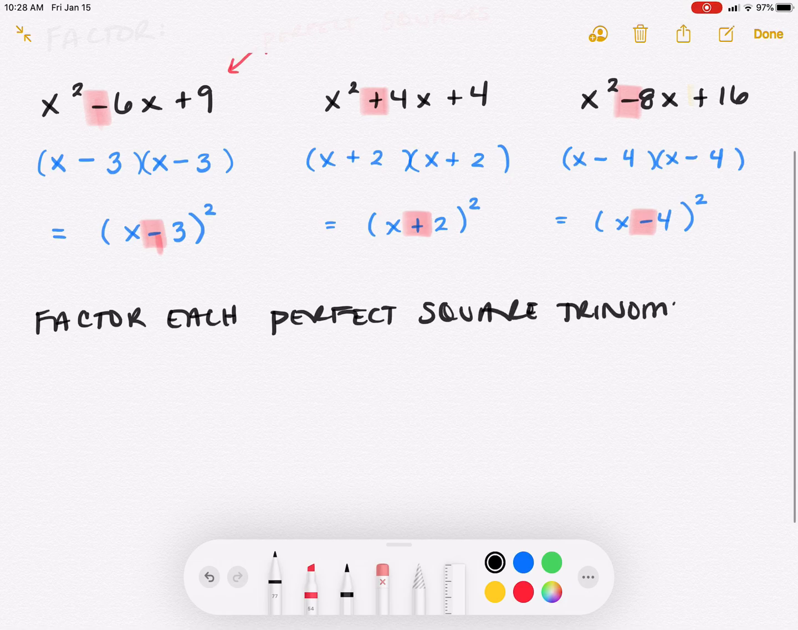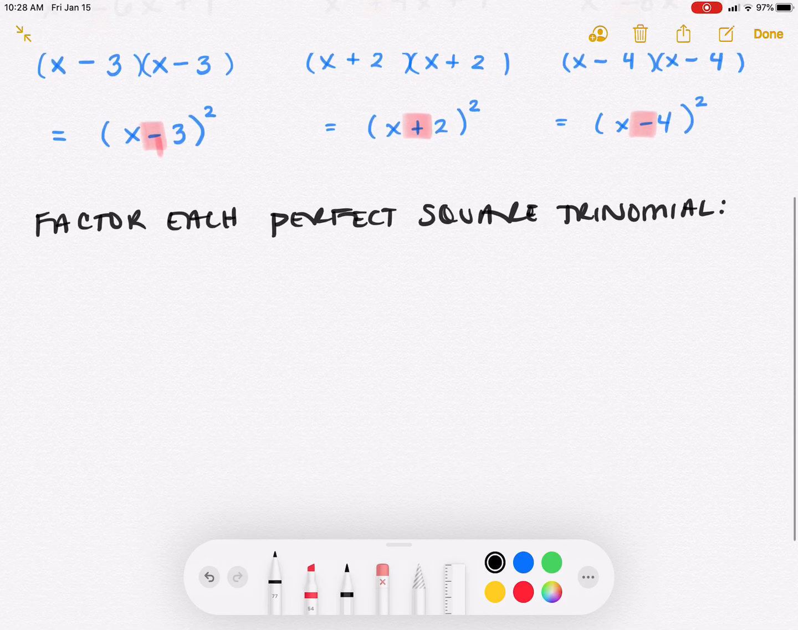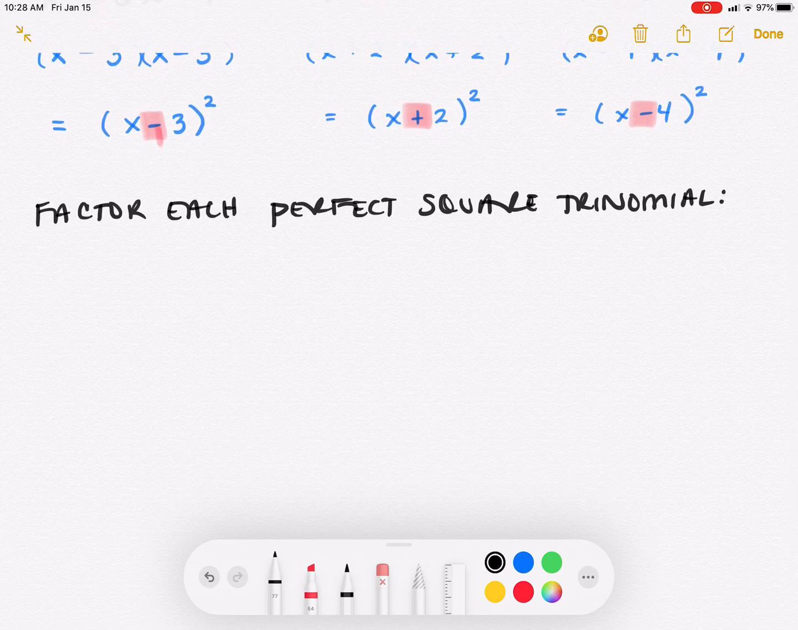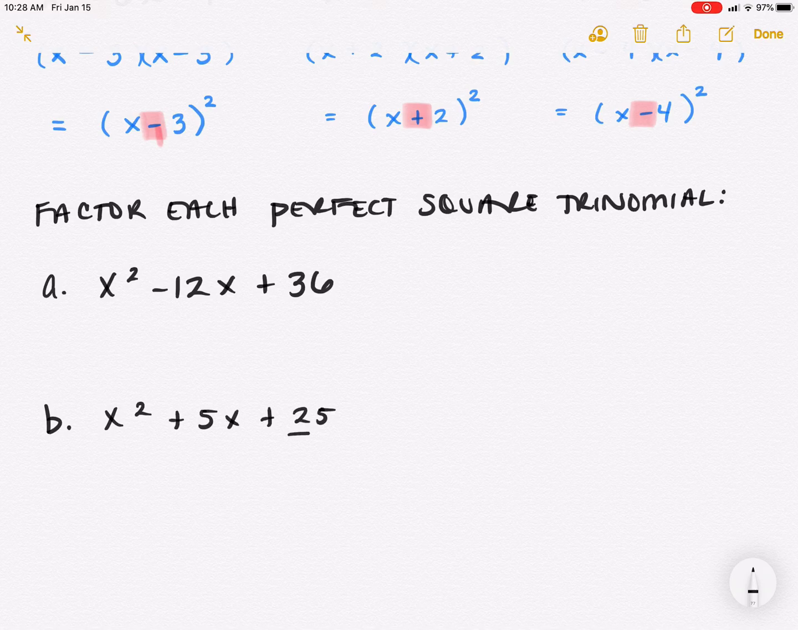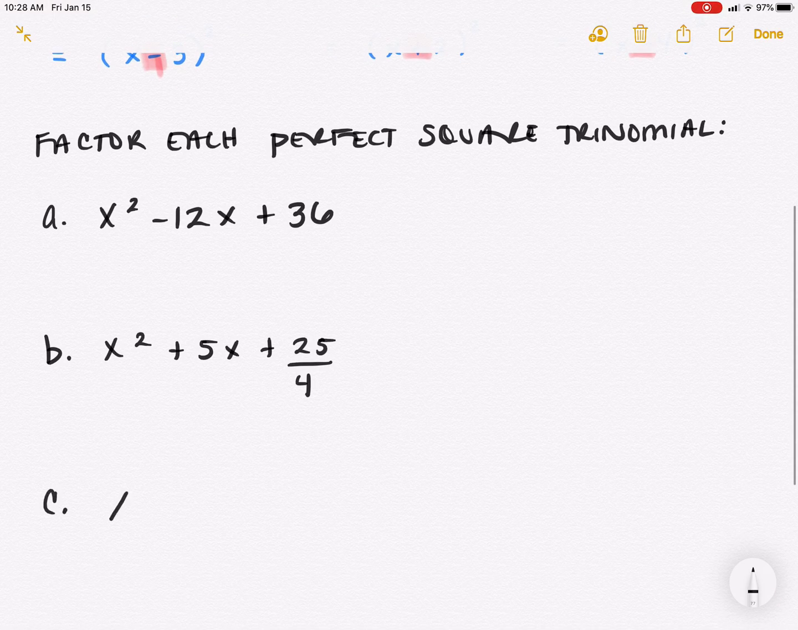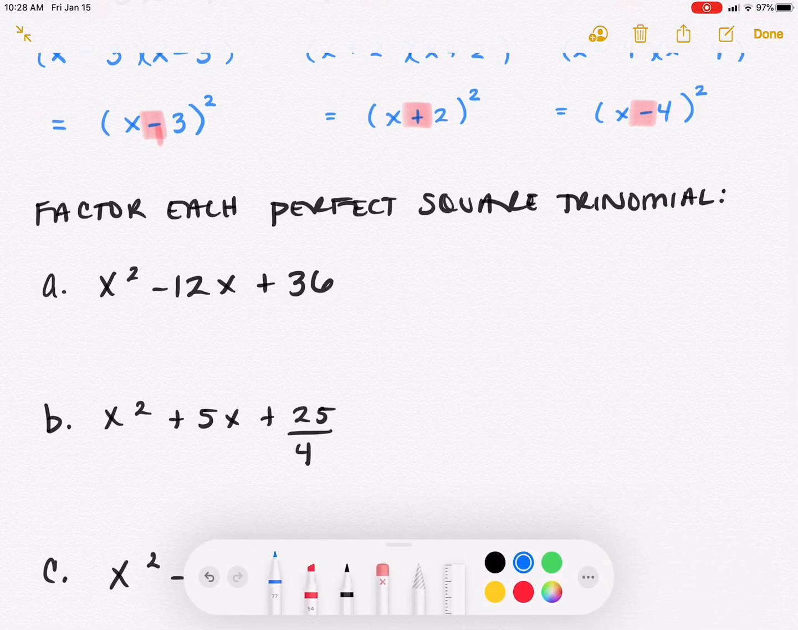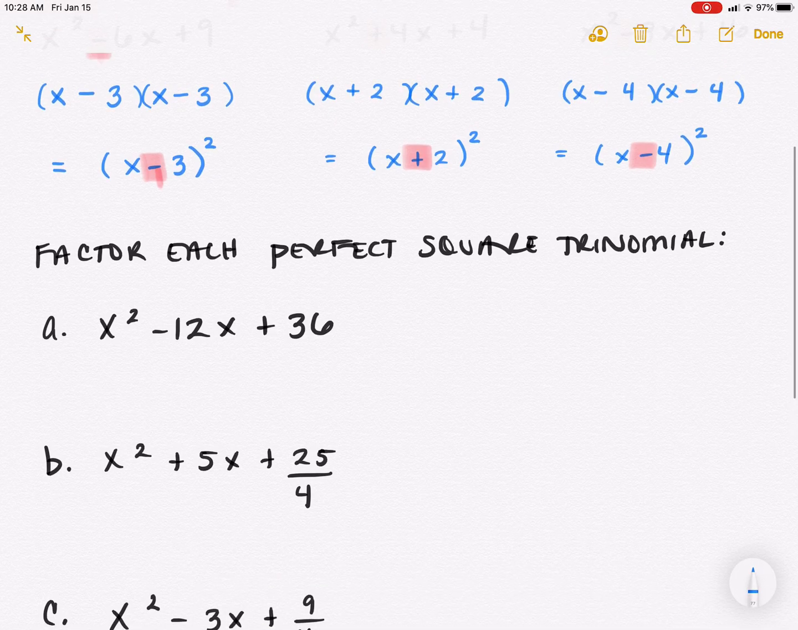See if we can do this and go straight to the parentheses squared instead of having to split it into two parentheses first, okay? So let's start with x squared minus 12x plus 36. Part B is going to be x squared plus 5x plus 25 fourths. And then lastly, let's try one more with a fraction, x squared minus 3x plus 9 fourths. Okay, so take a second if you need, hit the pause key, and let's go ahead and write that down.